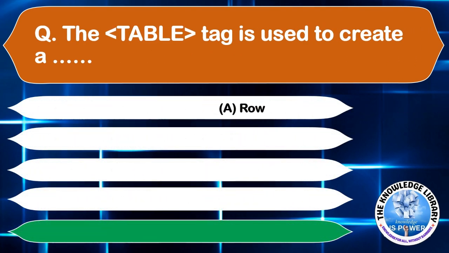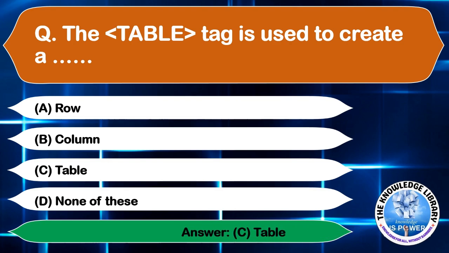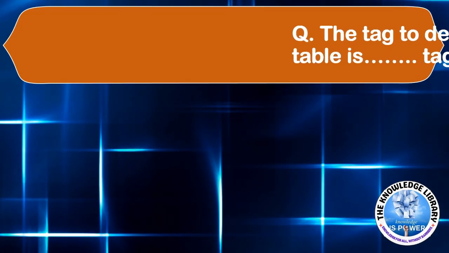The next question is, the table tag is used to create a dash. Option A, row. Option B, column. Option C, table. Option D, none of these. The correct answer is option C, table.